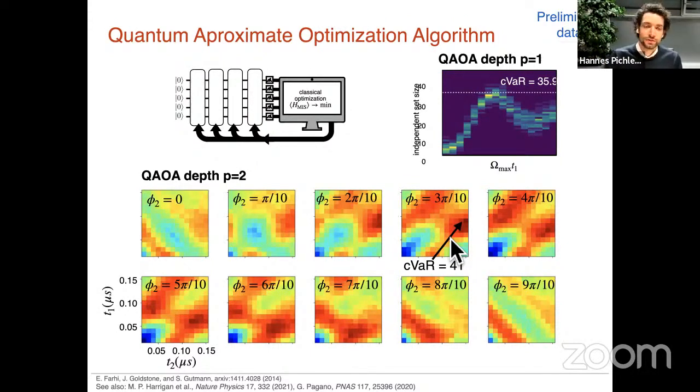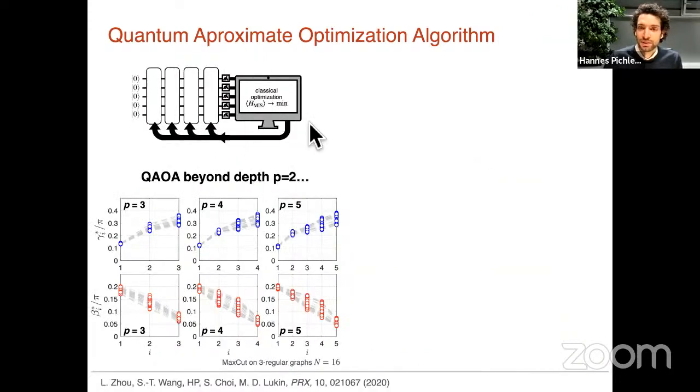The question is, of course, can you improve further and further if you make this circuit deeper and deeper? One challenge that you face there is that the classical optimization becomes very hard, because you have more and more variational optimization parameters.